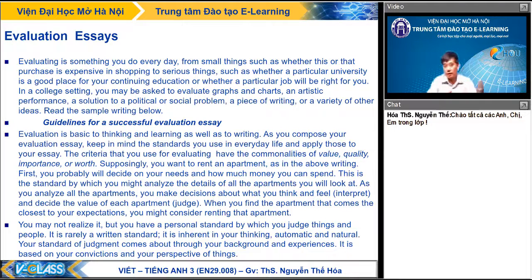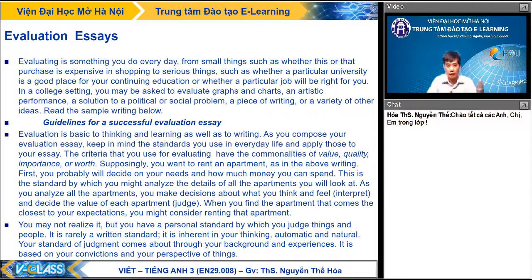And the final kind of essay is called the evaluation essay. Evaluating is something you do every day, from small things, such as whether a purchase is expensive in shopping, to larger things, such as whether a particular university is a good place for your continuing education, or whether a particular job will be right for you.